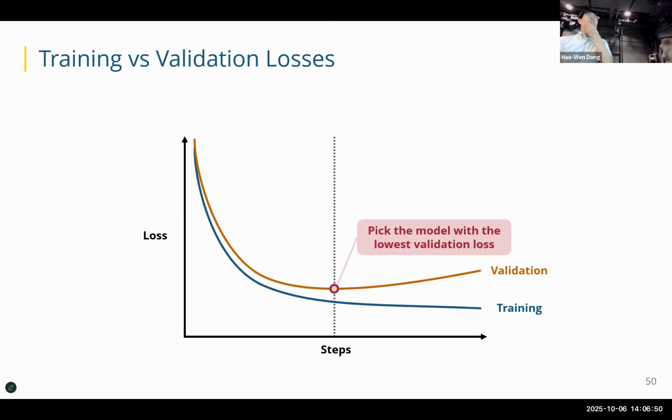So the idea is basically we just want to pick the model with the lowest validation loss, because that's what we care about. We care about good performance on unseen samples in the target distribution.